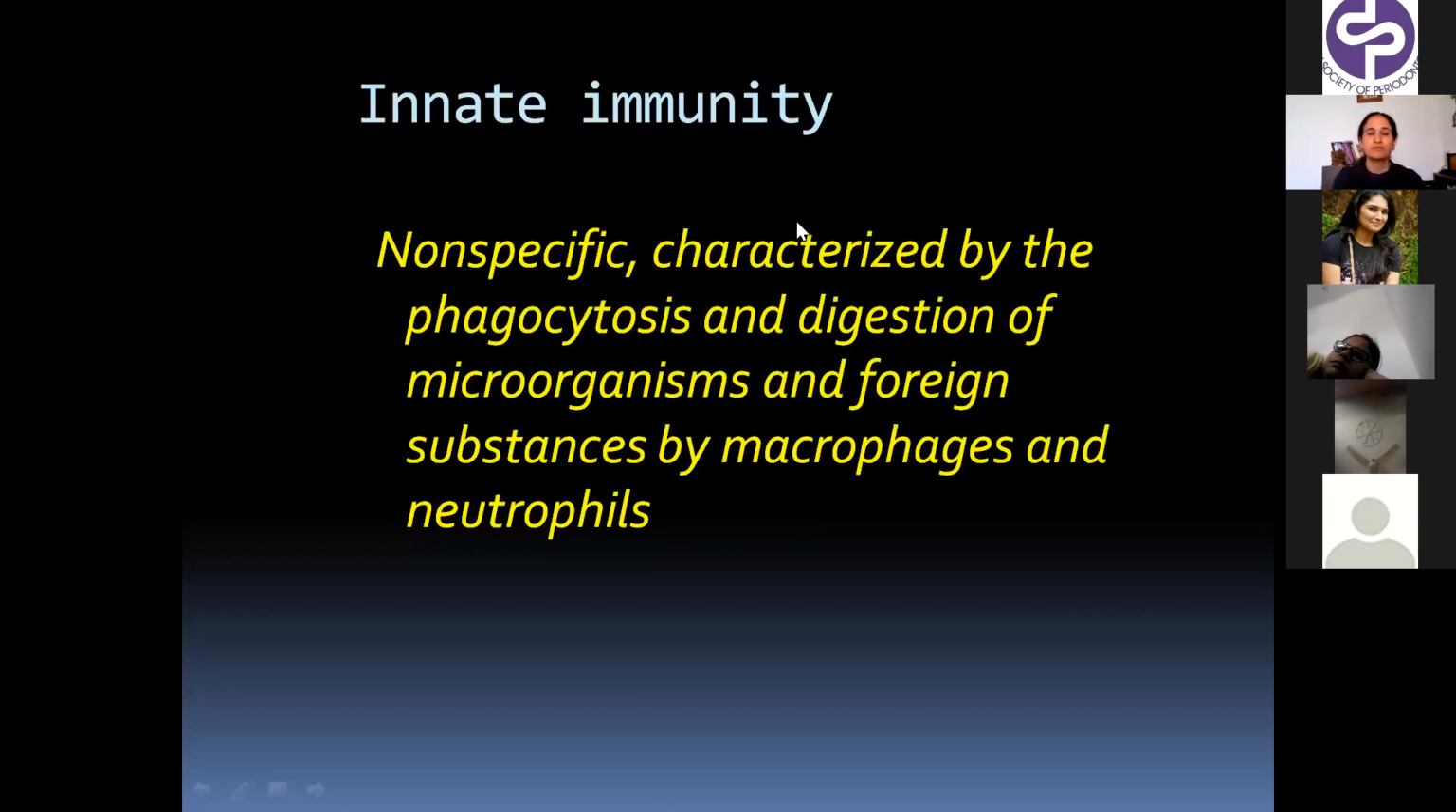So what is innate immunity? It is the first immunity. It's non-specific, characterized by phagocytosis and digestion of microorganisms and foreign substances by macrophages and neutrophils. These are the two main phagocytes which are present in the body, which will ingest the foreign material.